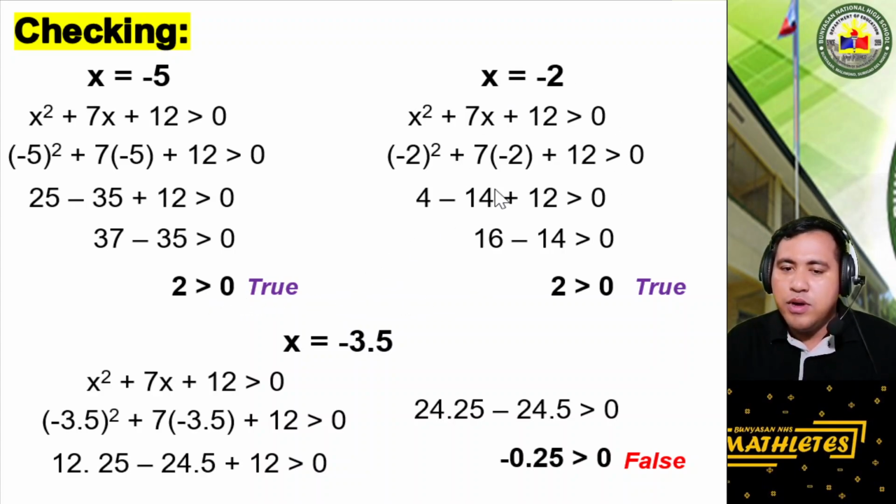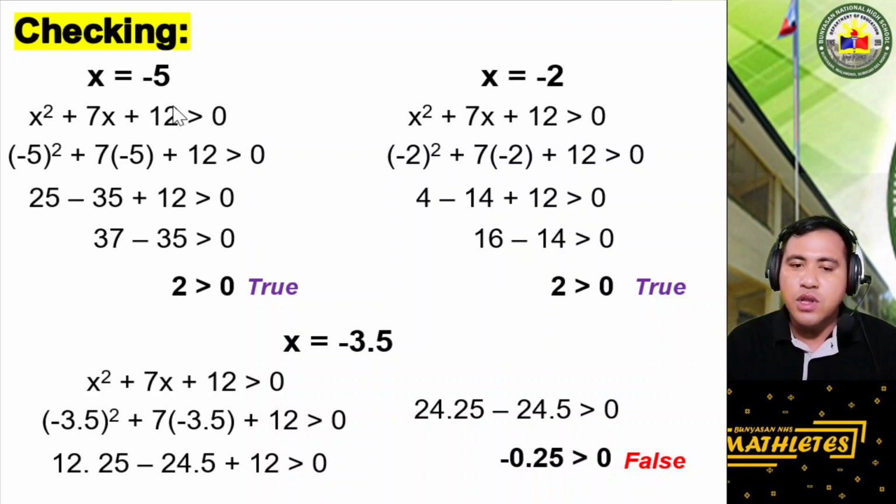Now, we will test the right side, kining x is greater than, x is equal to negative 2. Negative 2 siya, so the value is 2 is greater than 0, which is true again. So, kung mag-true gani na siya, that means those numbers are part of those intervals, so it means that kato nga interval is part of the solution set of our inequality.